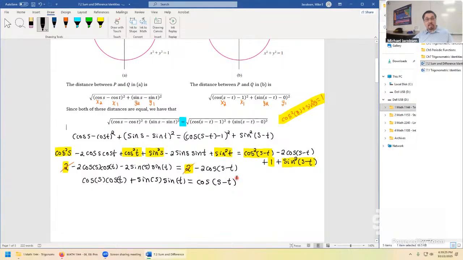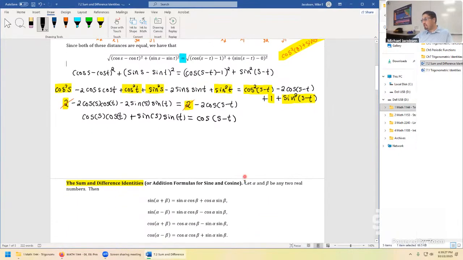In fact, that's exactly what we want to show. It's this one, written in a different order. Alpha is playing the role of s, beta is playing the role of t, cosine s minus t becomes cosine s cosine t. Here we have cosine alpha cosine beta plus sine alpha sine beta. That'd be the sine s, sine t. Variables are different, but the identity is the same algebraically.